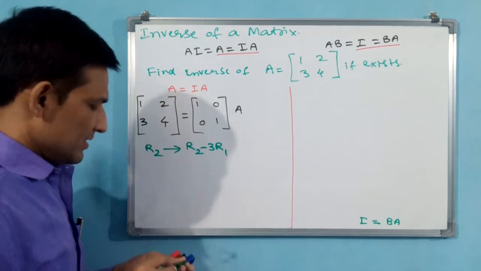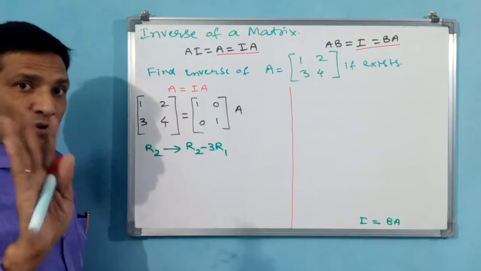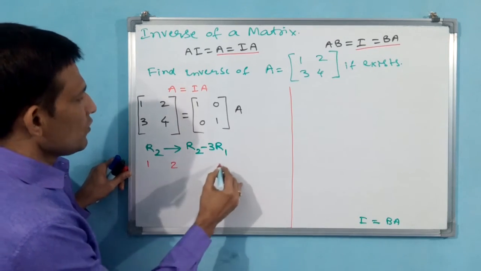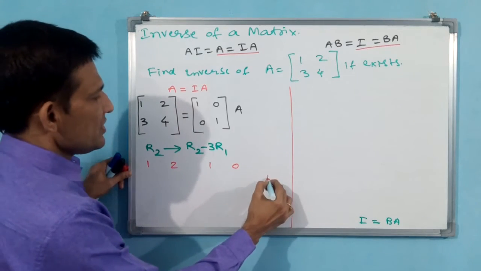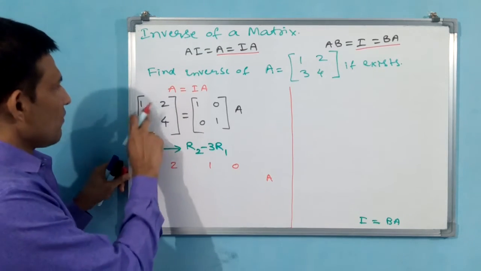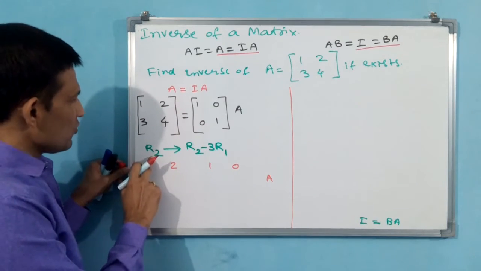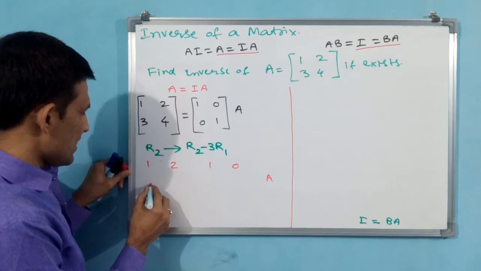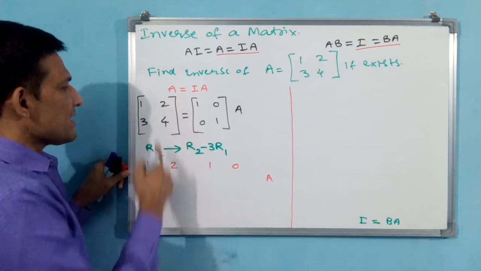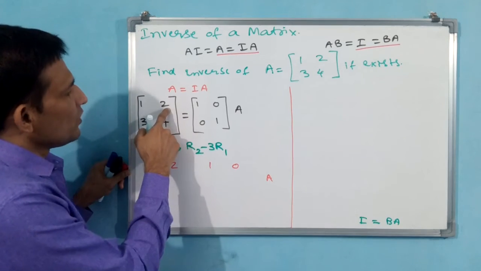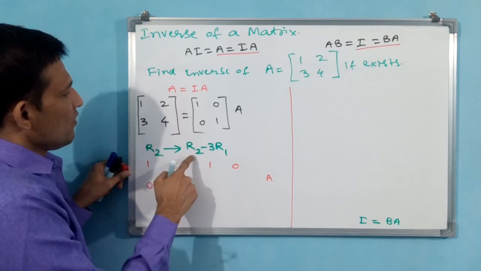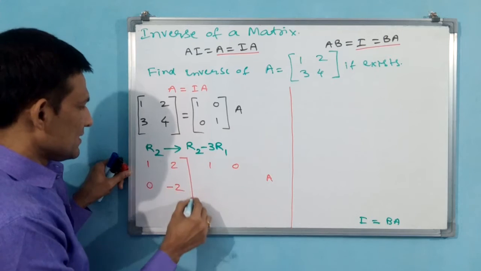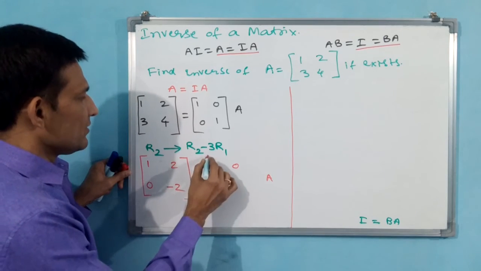Okay, let me do it. But is there any change in R1? No. Then R1 you copy simply. Copy R1: 1, 2, 1, 0. There is no change, only R2 changes. 3 minus 3 into 1, 3 minus 3 is 0. 4 minus 6. Why 6? 3 into 2, R1 is 2, and 2 into 3 is 6. 4 minus 6 is minus 2.